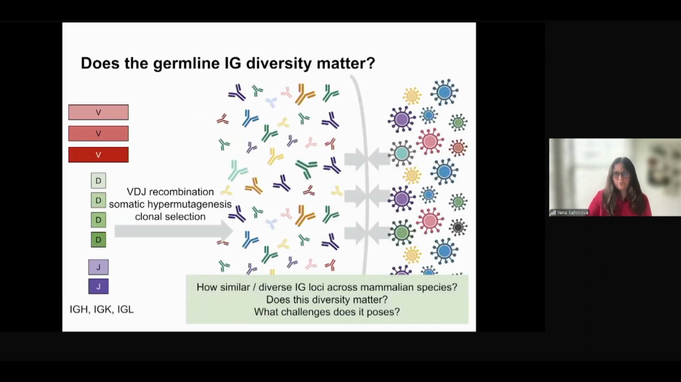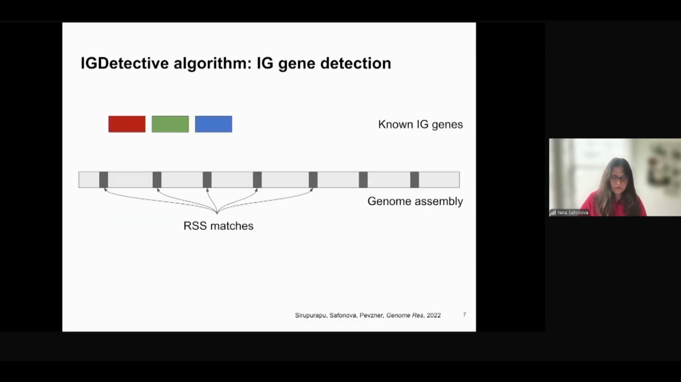However, if we come back to our original representation, then we still don't know how this diversity looks across different mammalian species. Are there any similarities or commonalities, and if we can see them, what challenges do they pose for us as a community? And today I wanted to tell you some of the stories that can partially answer some of these questions. So first of all, we're starting with a gene prediction tool. How can we identify immunoglobulin loci if we have just a genome assembly?